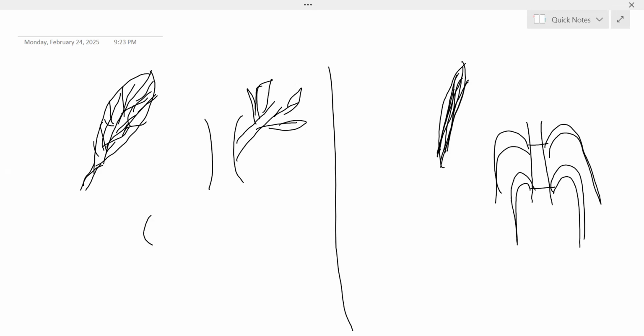The flower of the dicot may have 4 or 5, or multiples of 4 or 5. Here, in the monocot, it is 3 or multiples of 3, like 6. Three or multiple of 3.